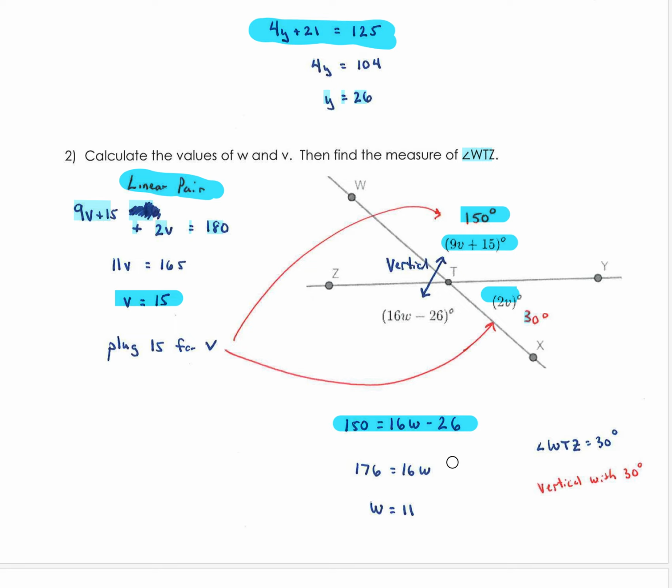And then the last one is, well, find the measure of angle WTZ. WTZ is talking about this angle. Well, that angle is vertical with this angle. So if this is 30, that's got to be 30. So WTZ has to be 30 degrees.